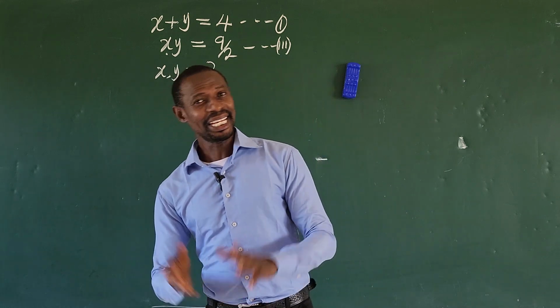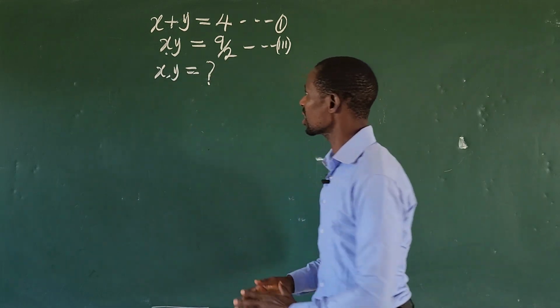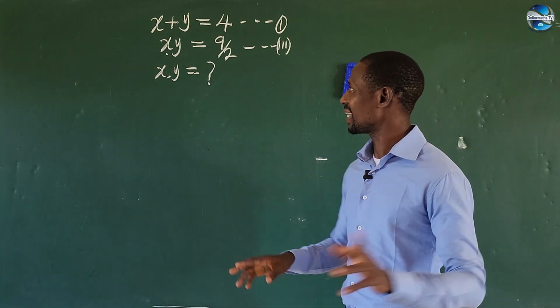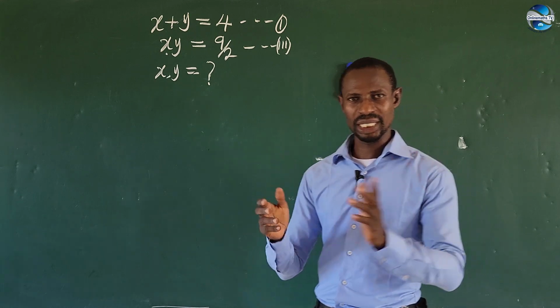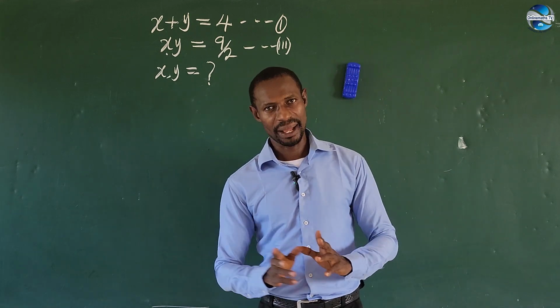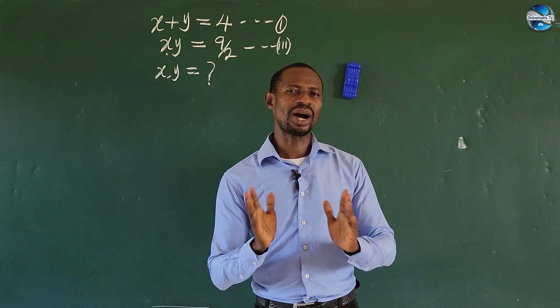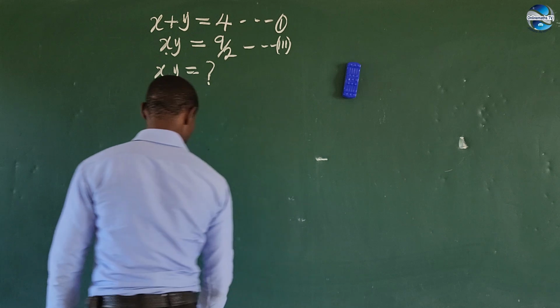Hi. Again, before us here, we have this question. The question says x plus y equal to 4 is given as equation 1, and xy equal to 9 all over 2 is given as equation 2. Then what is the value of x, y that will satisfy this equation, the pair of x and y that will satisfy this equation? So let's go into this solving without much waste of time.